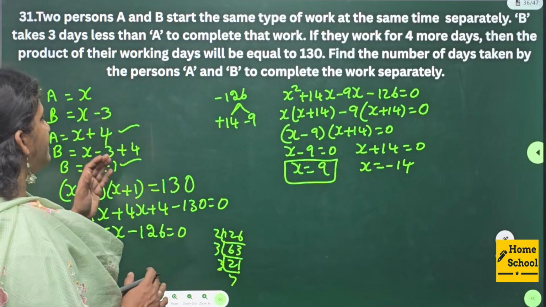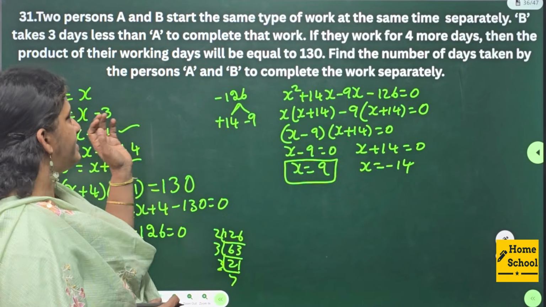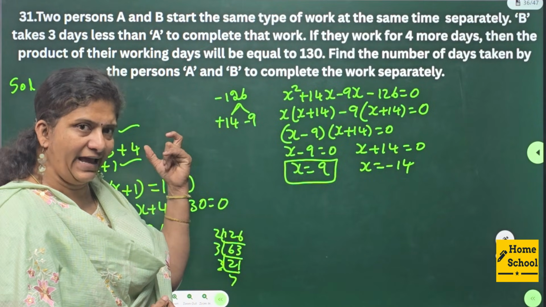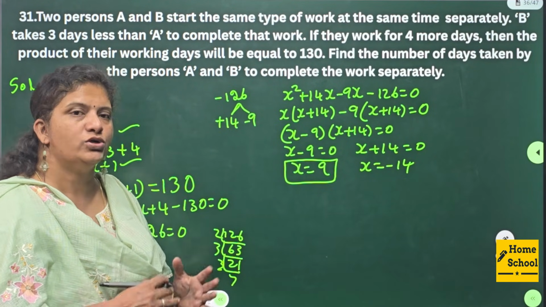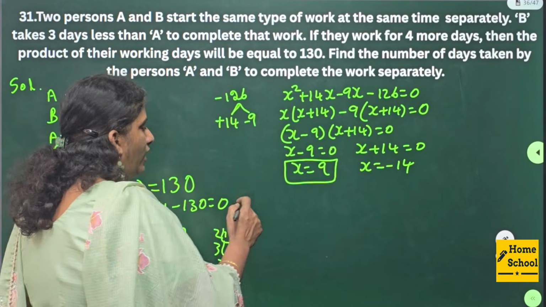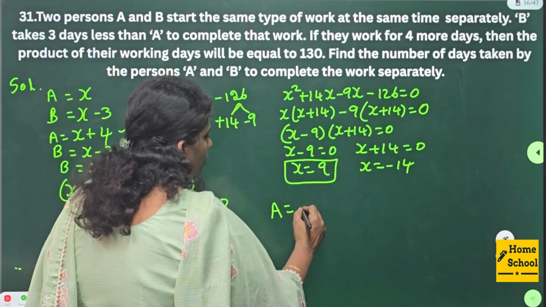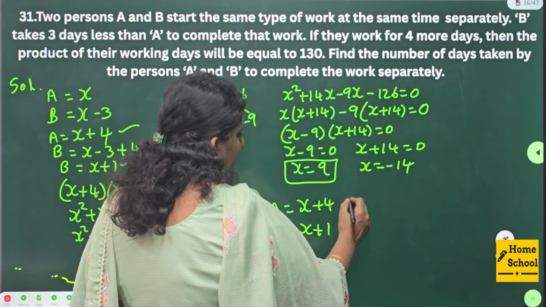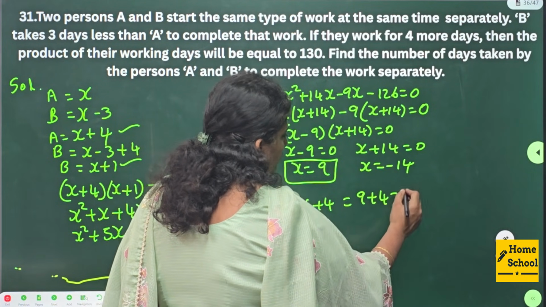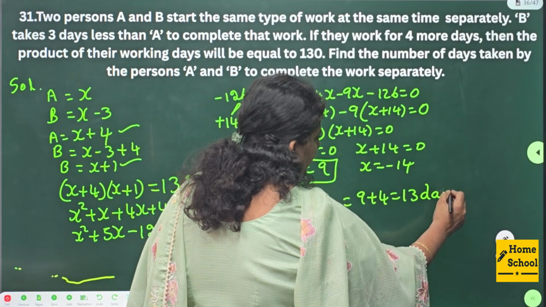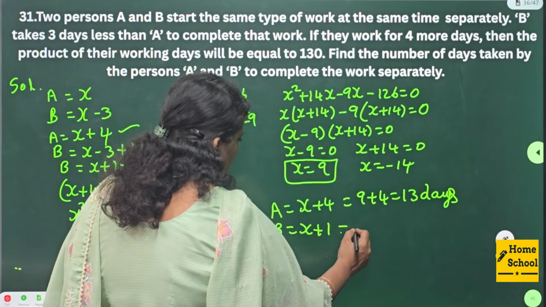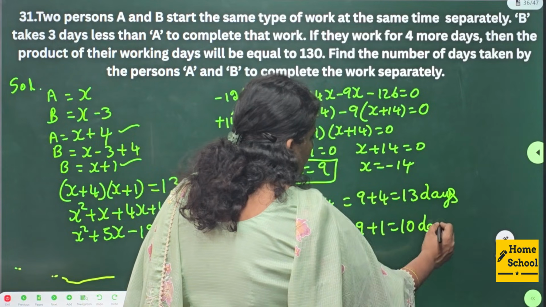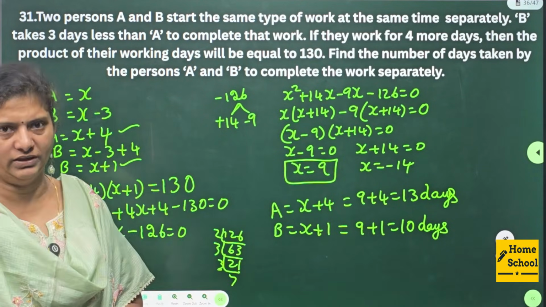But here, in this question, find the number of days taken by the persons A and B to complete the work. First, they have taken x days, then 4 more days they have worked. So, in order to complete the work, in total A is equal to x plus 4 days, B is equal to x plus 1 days. That is 9 plus 4, it will be 13 days. A takes 13 days to complete the work. And whereas B takes 9 plus 1, 10 days to complete the work.